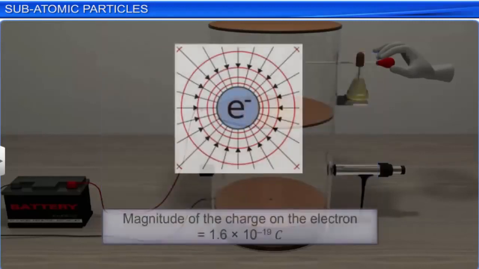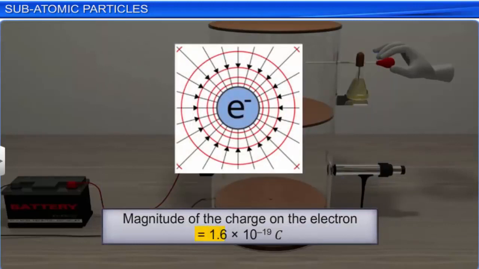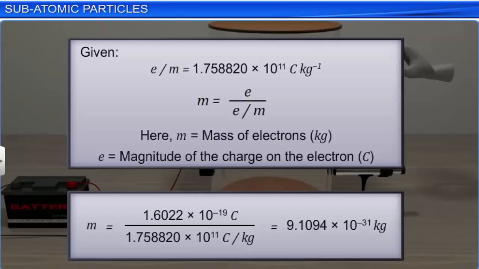That is, Q is equal to n e. Knowing the values of Q and n, Millikan calculated the charge on an electron to be 1.6 × 10^-19 coulombs. The mass of the electron, or me, was then determined by combining the results of Millikan's oil drop experiment and Thomson's value of e/m ratio, and was found to be 9.1094 × 10^-31 kgs.